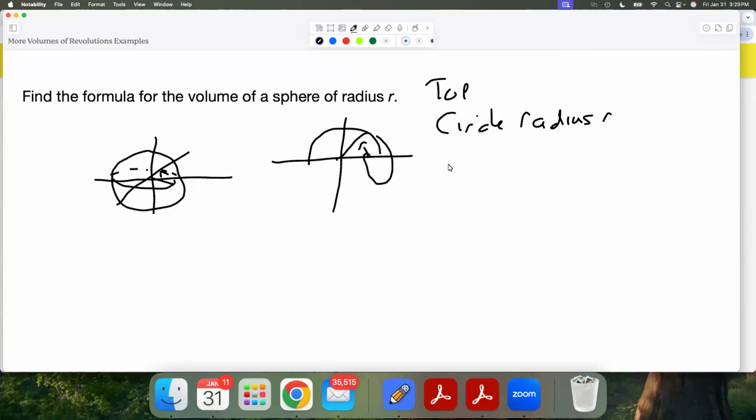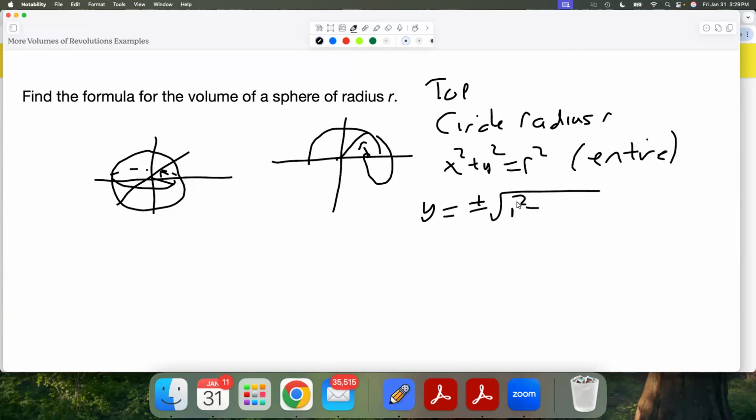So the equation for a full circle is x squared plus y squared equals r squared. If we just want the top half, so that's the entire circle, we just want the top half. I want to solve this for y. So you would get y equals plus or minus square root of r squared minus x squared. This would be the minus. This would be the plus. So we just want the plus.